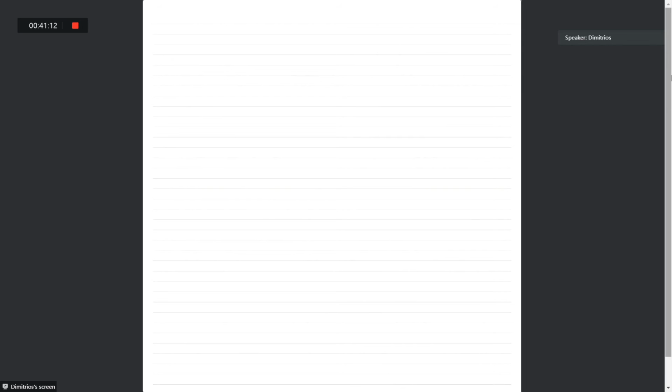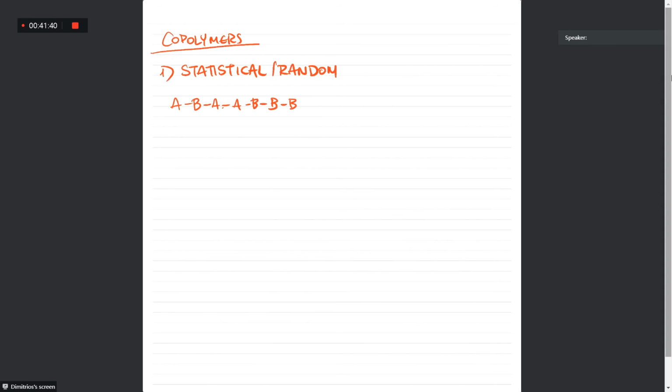Okay, so first of all, the easiest type of copolymer are essentially statistical or random, okay? In this case, we have A and B monomers, which are randomly aligned across the chain, okay? And so on. Let's say A, B are the monomers.